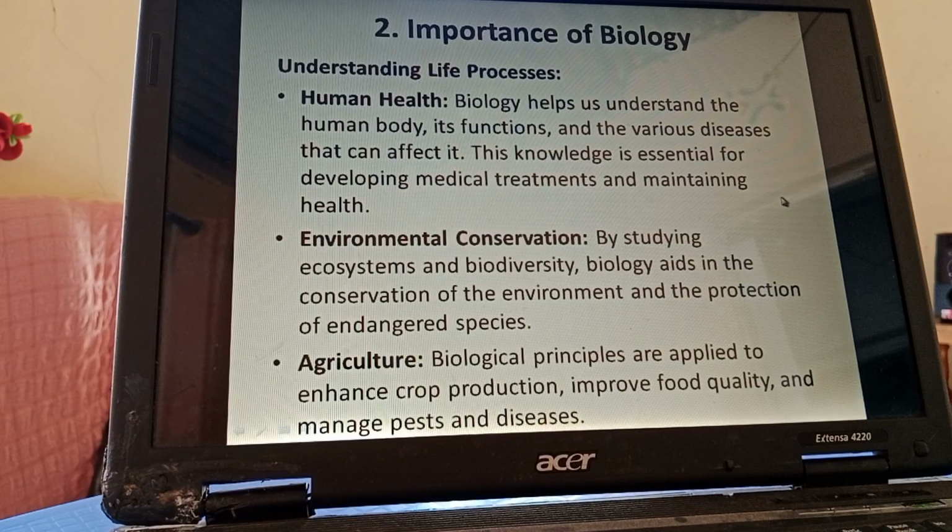Next, it is important you learn biology because of agriculture. And without agriculture, then we have no business living, because we have to eat or feed. So in agriculture, biological principles are applied to enhance crop production so that you have enough food, improve food quality, and manage pests and diseases.